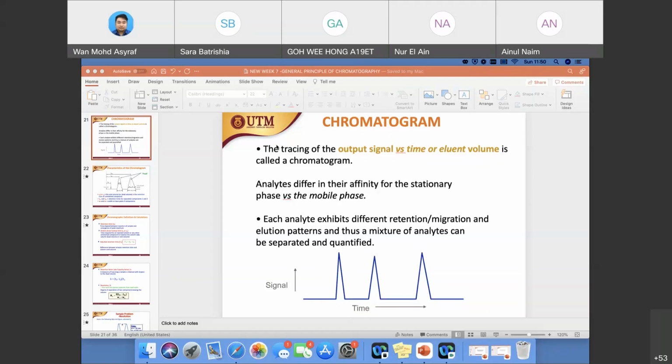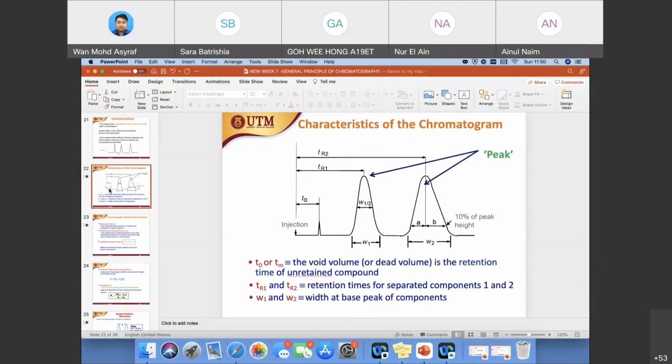Okay, let's look into the characteristics of the chromatogram. Now this is your peak. This is your first peak, this is your second peak. Right, so let's look at the terminology. What is T0 or what is TM?